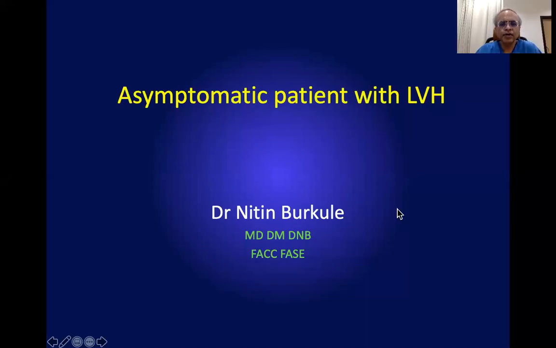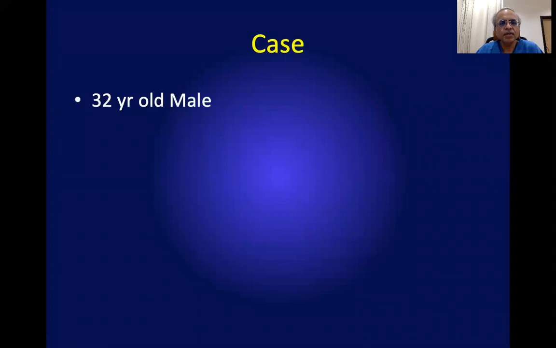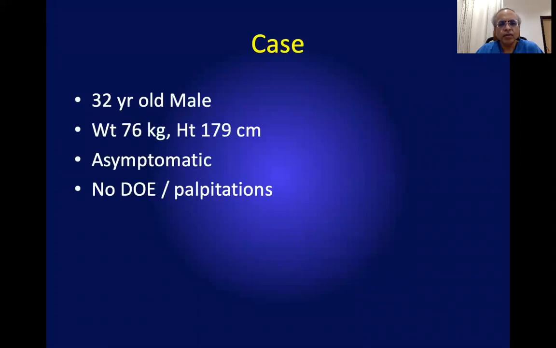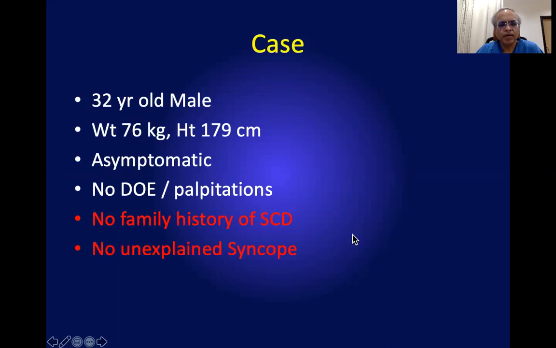Good afternoon, dear friends. What we are discussing is an asymptomatic patient with left ventricular hypertrophy. So we'll look at this case, a 32-year-old male, asymptomatic, no dyspnea, no palpitation. He doesn't have any family history of sudden cardiac death and he doesn't have any unexplained syncope. Remember, before we start the echo, to evaluate these two history points very importantly, because they form the first and second most important risk factors for a sudden cardiac death evaluation in patients of hypertrophic cardiomyopathy.